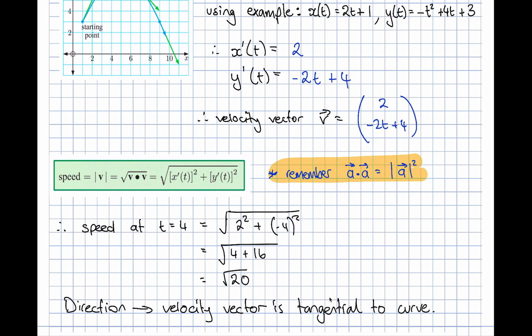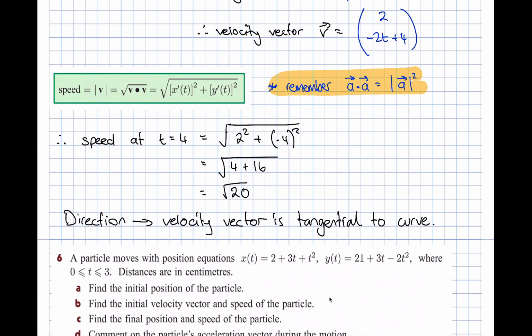I've already filled that in anyway, but you can get the 2 from up there, and I just did 2 squared. This is the speed at t equals 4. The 2 is 2 because the x is always 2, it's a constant. The other one is negative 4, because negative 2 times 4 is negative 8, plus 4 gives you negative 4. So negative 4 squared, and you get the square root of 20. So that's the speed. And for direction, it's just tangential to the curve, unless you've been given some other information that you can work out a direction from. It's only asking for speed anyway.